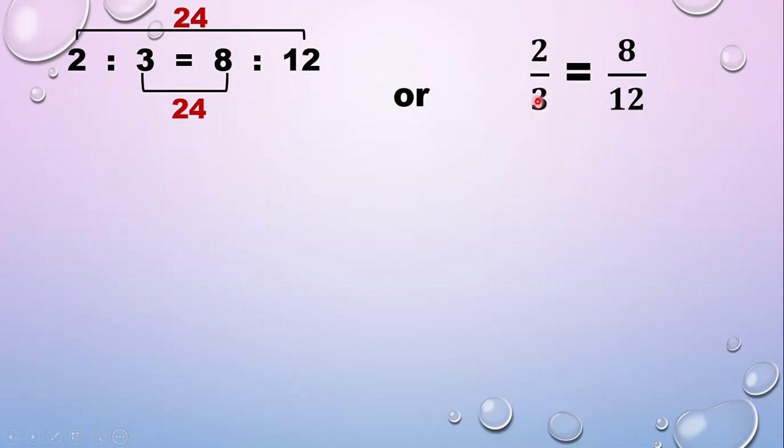Or we can also write the two ratios in fraction form. So 2/3 is equal to 8/12. In fraction form, we can cross multiply to find the product. So 2 times 12, we have 24, is equal to 3 times 8, we have 24. So it is also 24 equal to 24. So these two equations are a proportion.